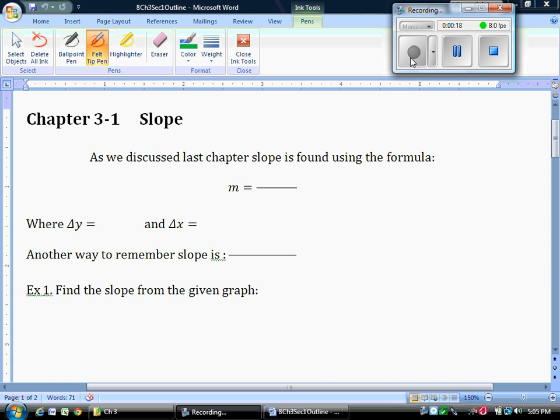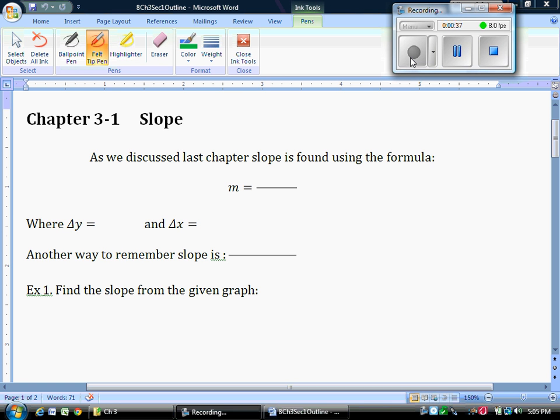So starting into chapter 3, brand new chapter, time to get a fresh start. Make sure we're getting these videos watched and getting the homework in on time. That's the biggest mistake I see people making, is not getting homework in on time. Make sure you follow the outline, follow the directions, and you'll be just fine.